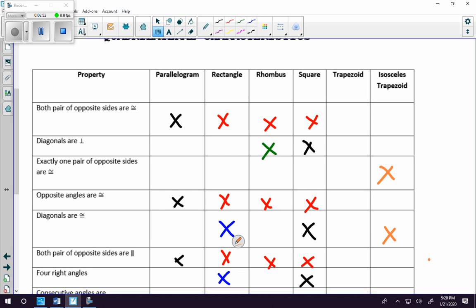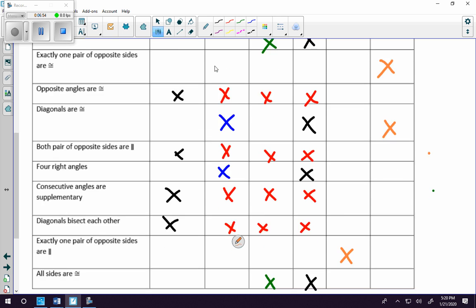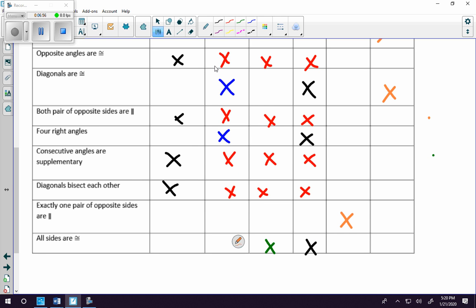Are consecutive angles supplementary in isosceles trapezoid? No. Do the diagonals bisect each other? No. Is there exactly one pair of opposite sides parallel? Yes. Are all sides congruent? No. Okay, let's flip over.